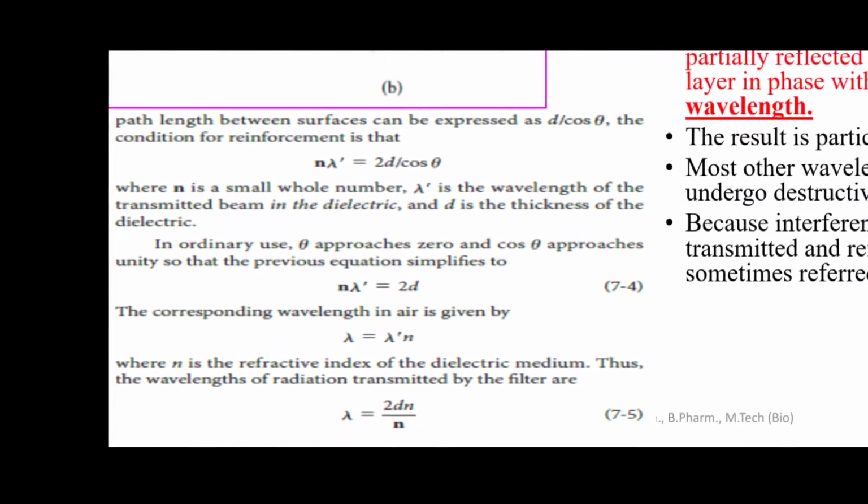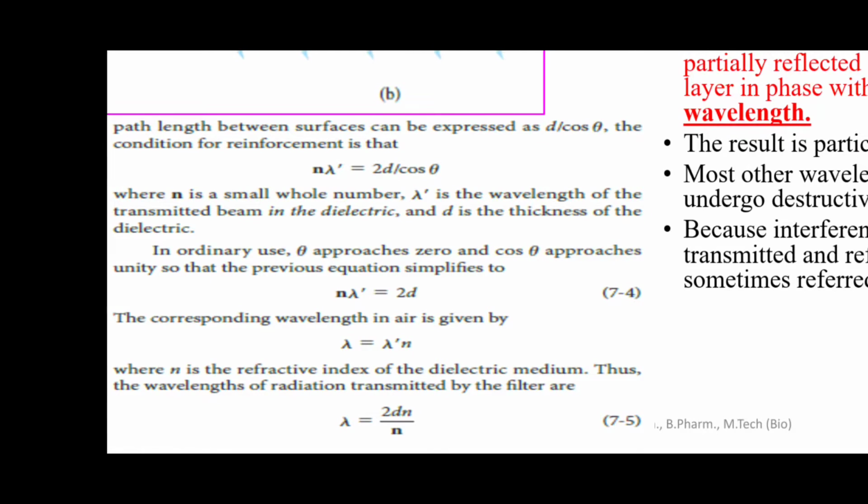You can see that you can derive that lambda equals 2dn by n, where lambda equals the required wavelength, and 2d is the reflection pathway, right? It gets two times, right? It gets reflected two times.